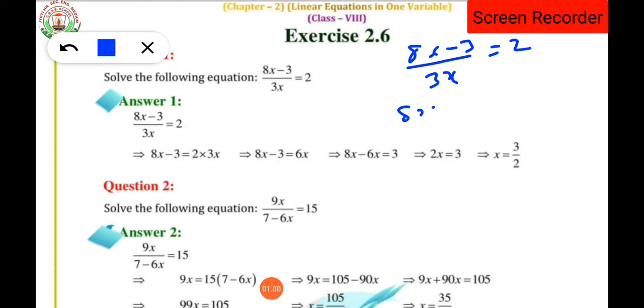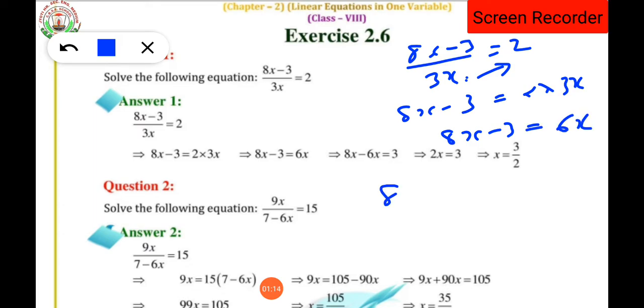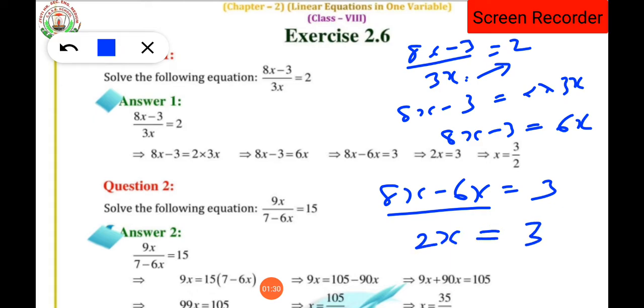So 8x minus 3, this 3 will be cross multiplied here, so it will become 2 into 3x. So here 8x minus 3 is equal to 6x. Okay, now 8x minus 6x is equal to 3. The minus 3 is transposed from the left hand side to the right hand side, so it will become plus 3. Now it will become 2x is equal to 3. Now x is equal to 3 upon 2.